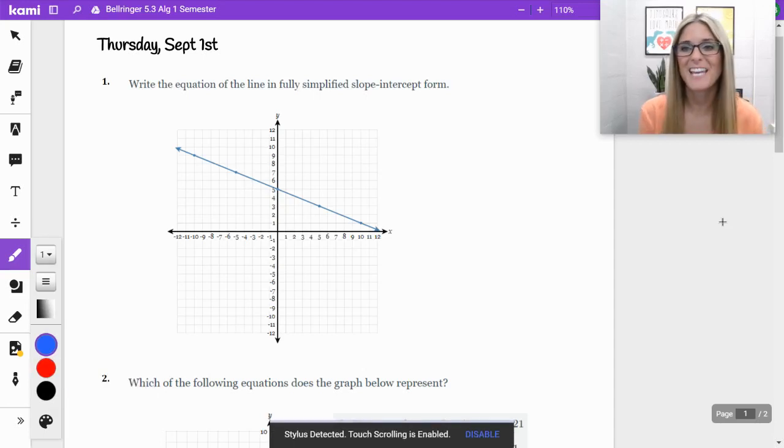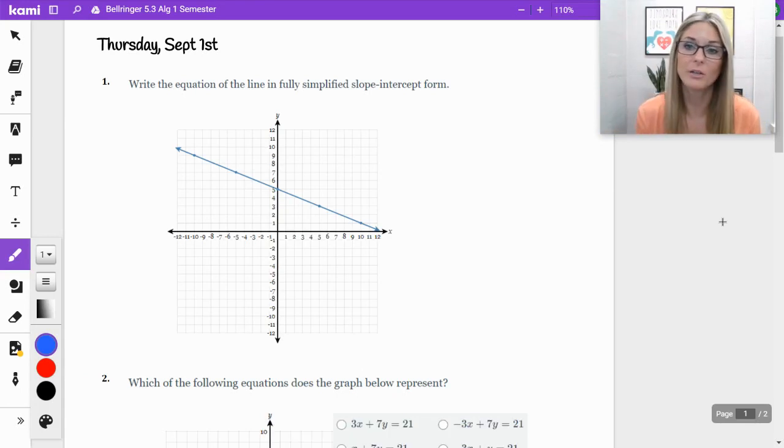Hey guys, good morning. In preparation for your quiz on Friday, I want to make sure that you get a chance to go over these bell ringer questions with me.